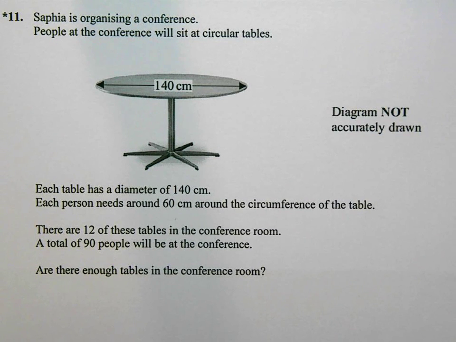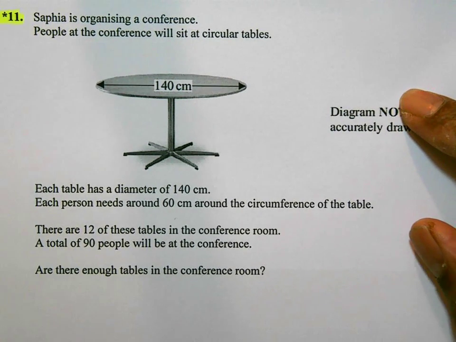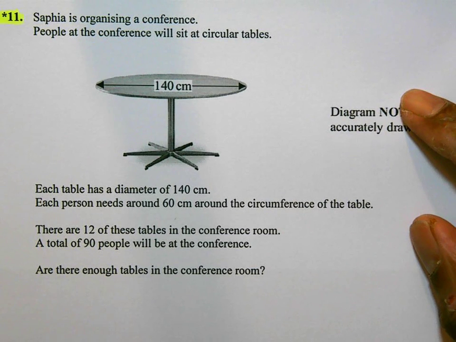This is question number 11 in the November 2014 calculator paper. So let's have a look at the question. The first thing we could see is there's a star next to the question number, which means there's marks for quality of written communication. So at the end, we need to write a sentence to describe our answer.